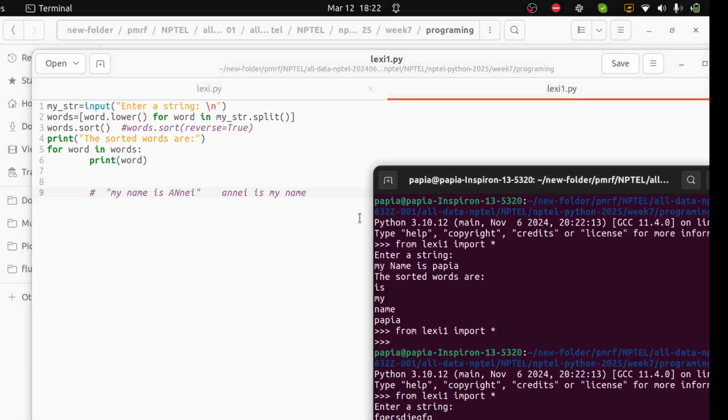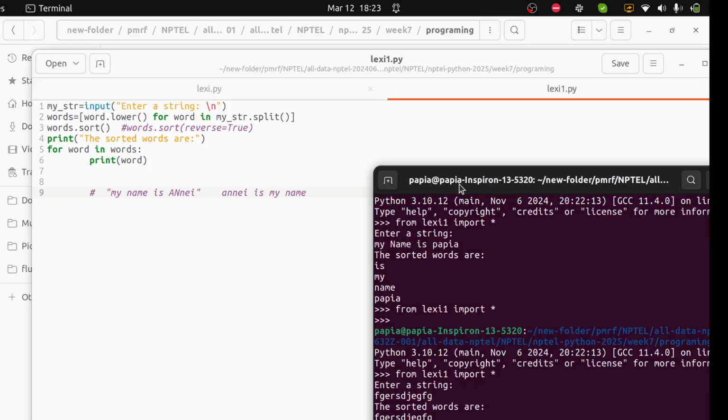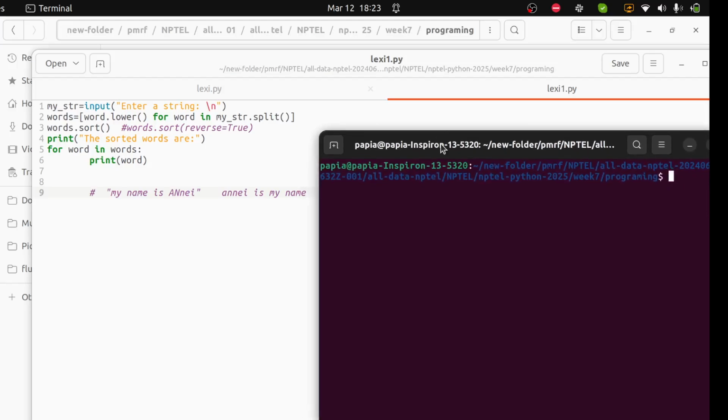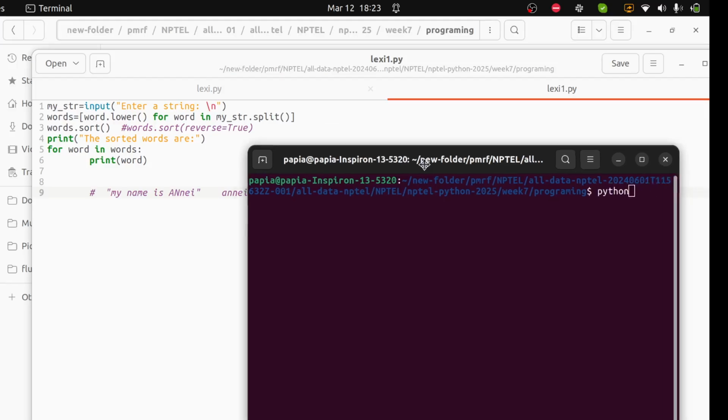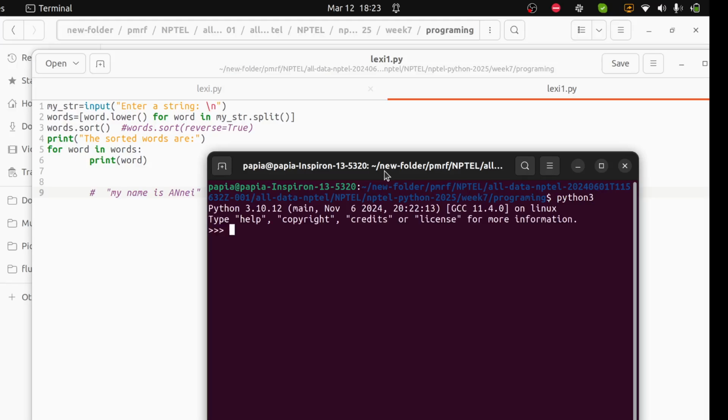So maybe we can have a small run of this program. For running the program, we need to go inside the adapter, and after that we will run it. So here you can see, from lexi1 import start. If I write that, then it will pop up "enter a string".